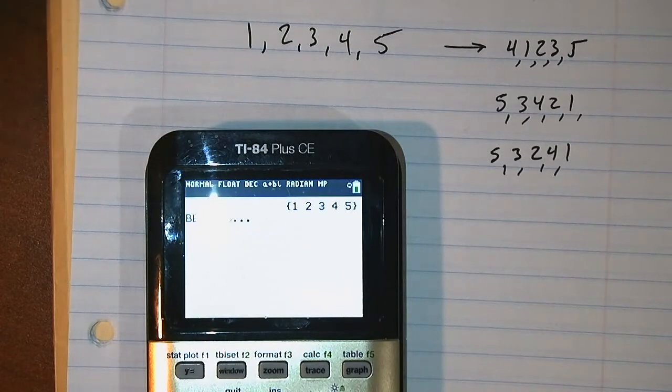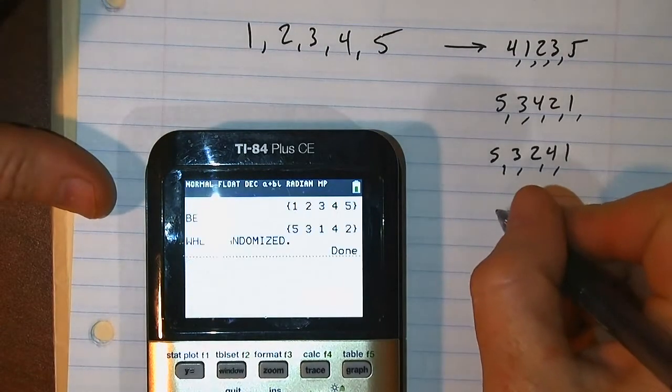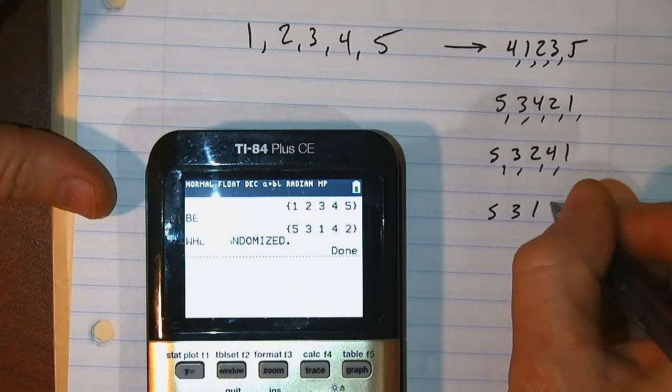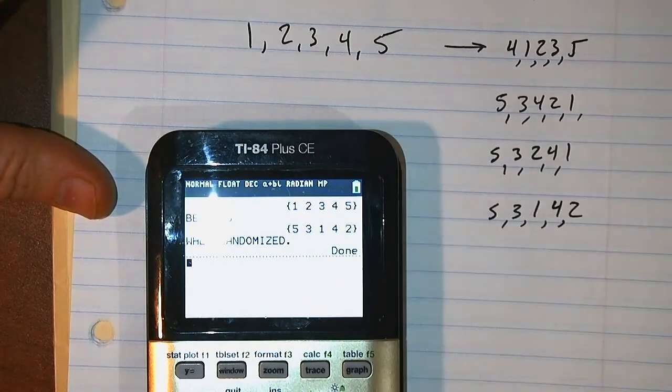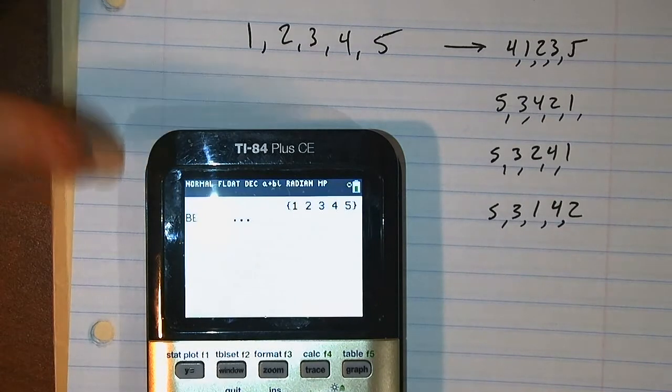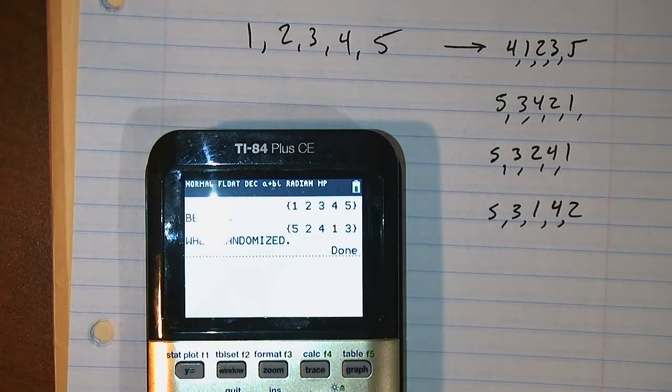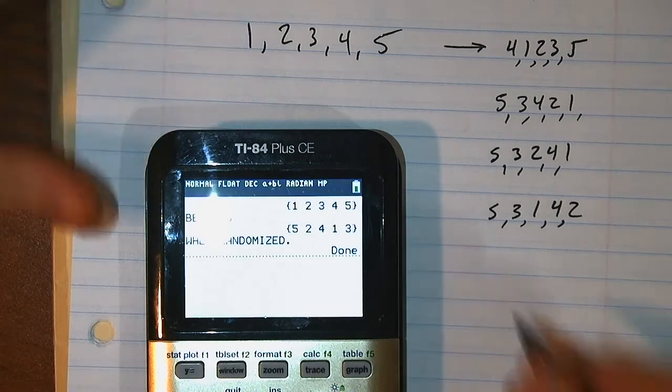And I can do this, really all day long. Wow, I keep getting 5, 3. That seems to be very popular with my calculator right now. Let me do it at least one more time. I want to get something besides 5, 3. There, 5, 2. Well, all right, thank you, calculator.